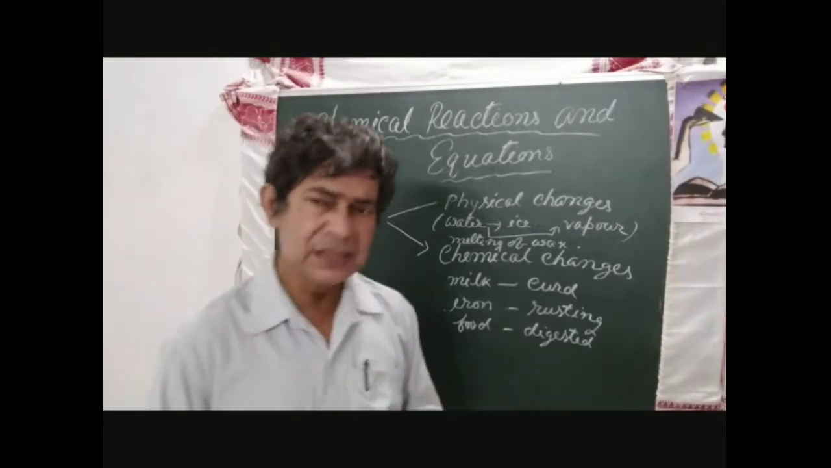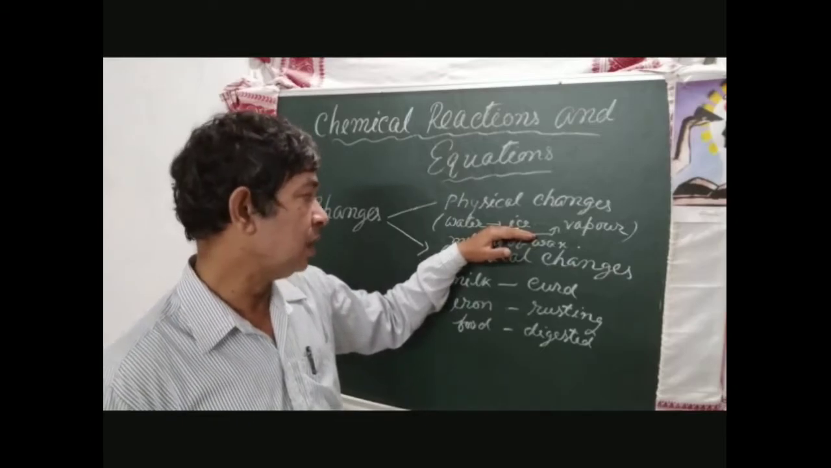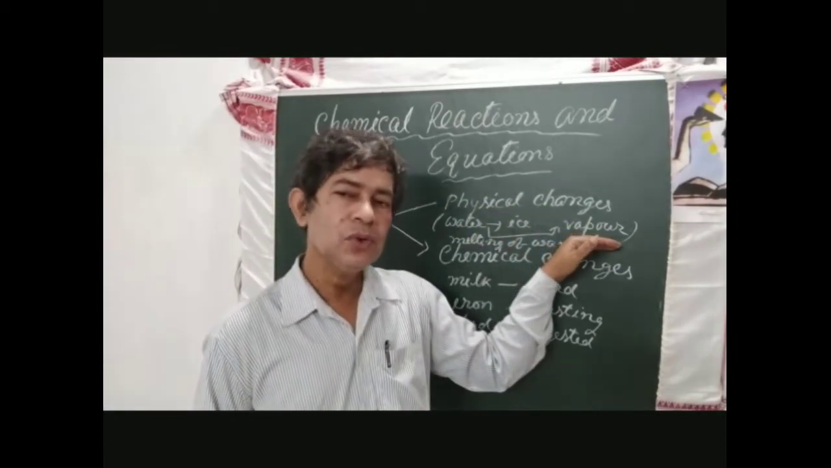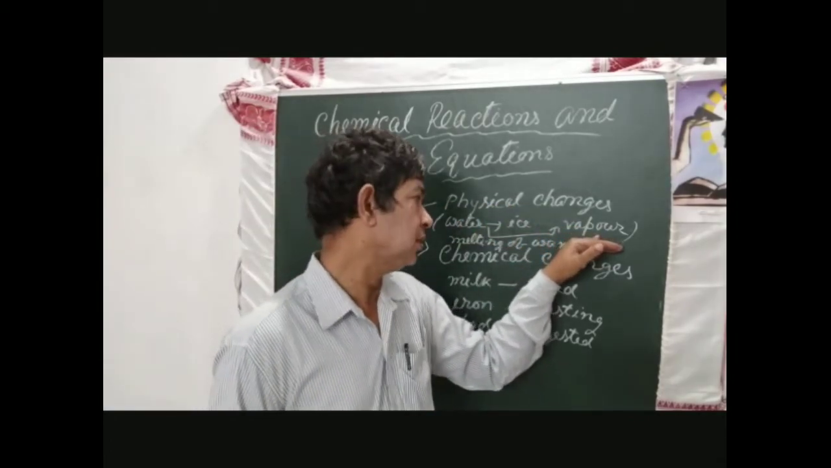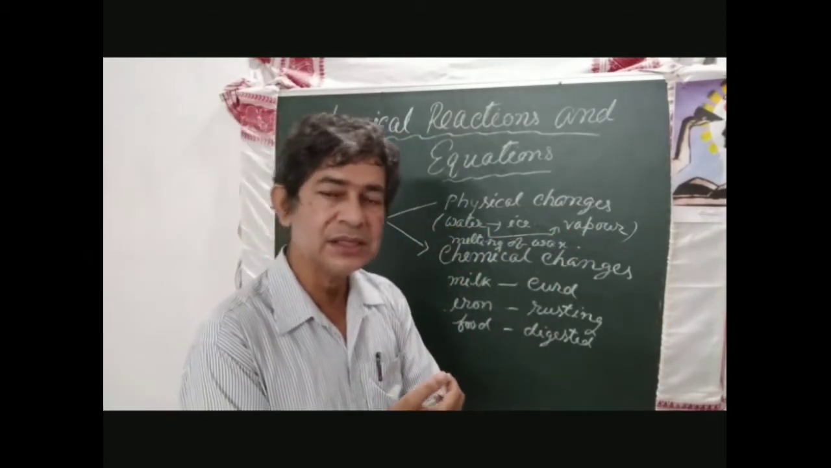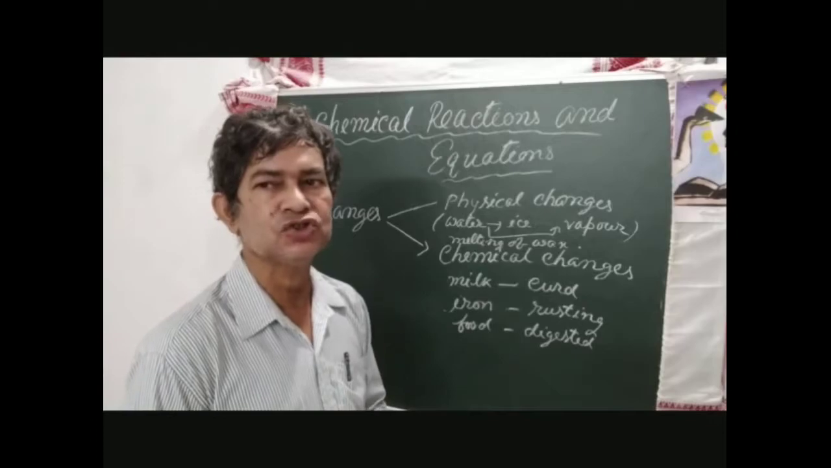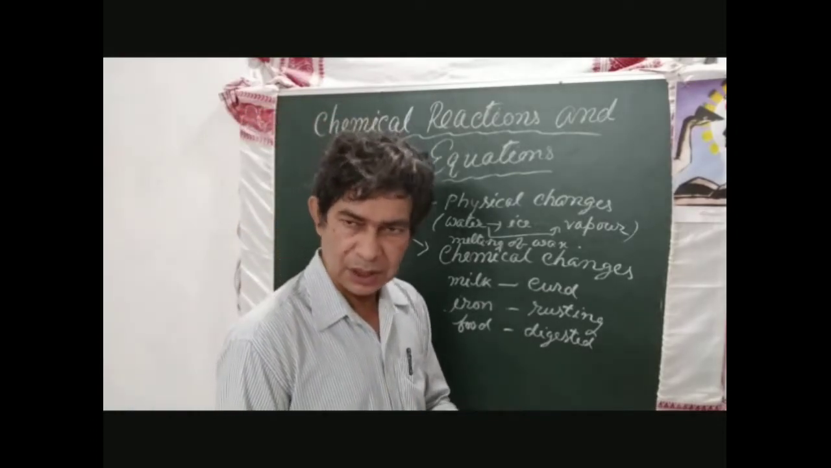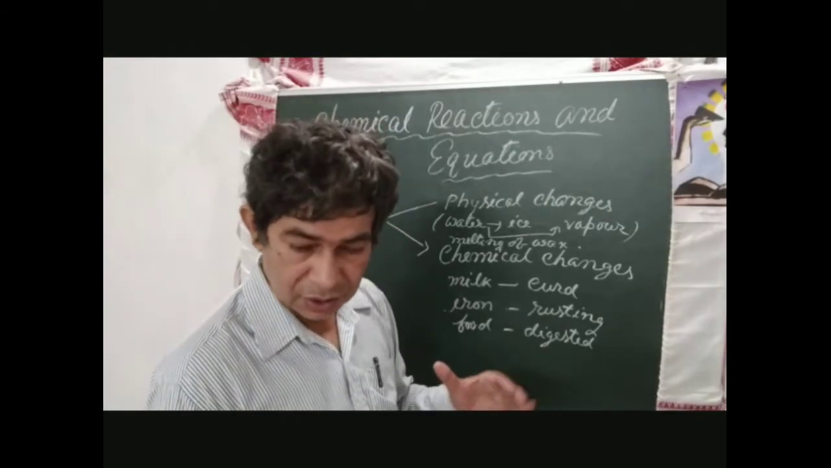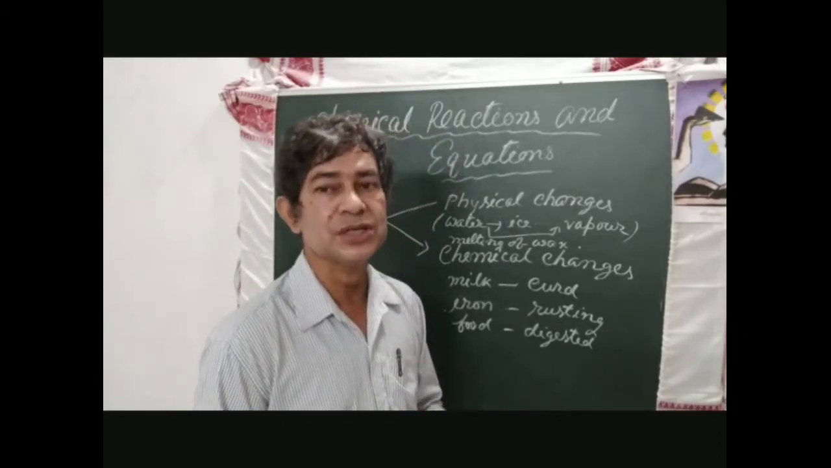Now let's reverse the process. If we apply heat on ice, what will happen? It will turn into water. Again, if you cool the water vapor, what will happen? You will get water. So when the process is reversed, the original thing is attained. That means this type of change is not permanent. No new products are produced here. So these types of changes are only outer changes of the matter, outer changes of the objects.